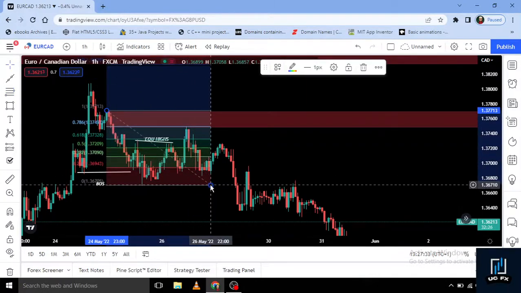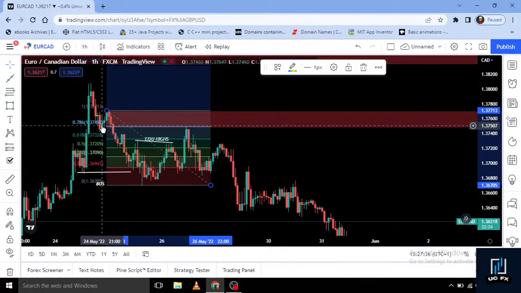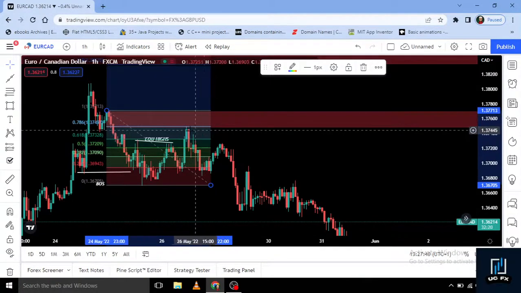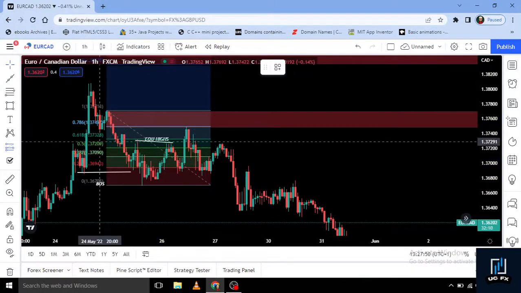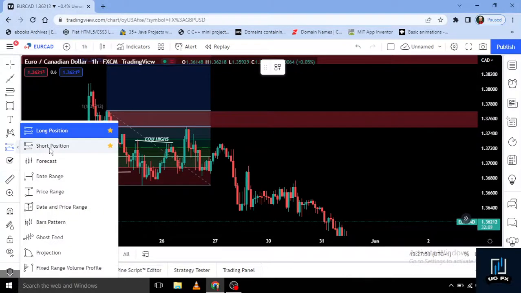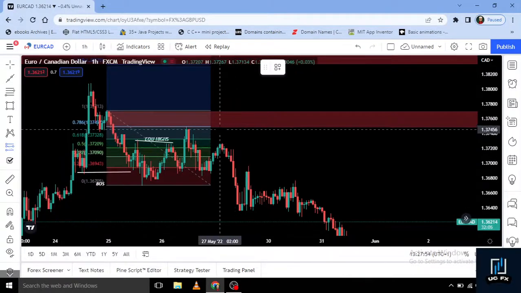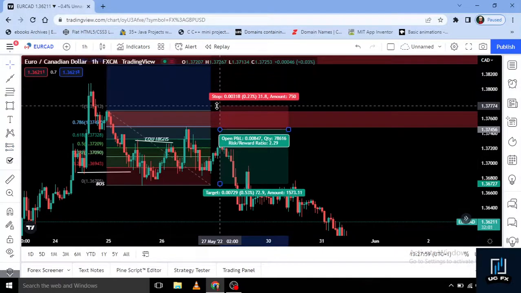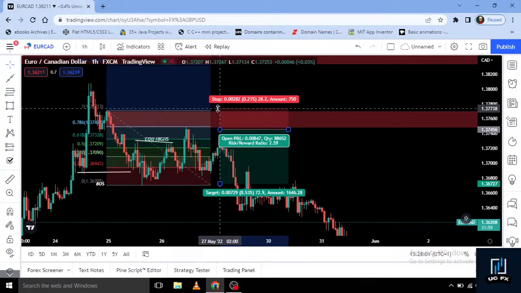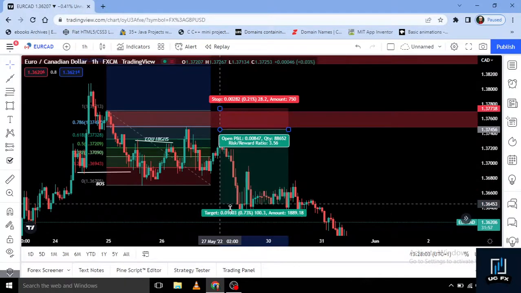You can see price nicely tapped into our discount level on the 1 hour order block. So you could take an entry inside this zone and have your stop loss just slightly above the order block, targeting all the way down.